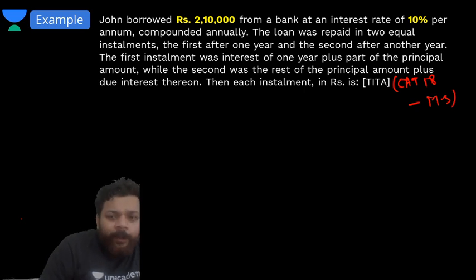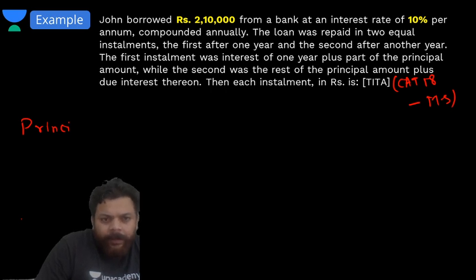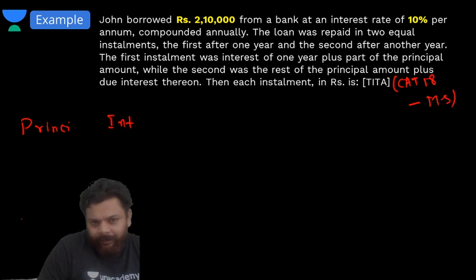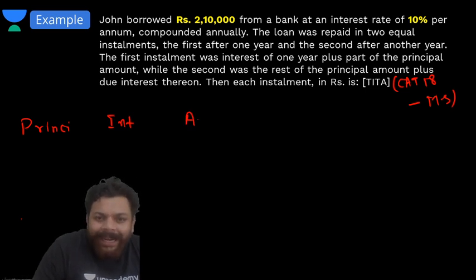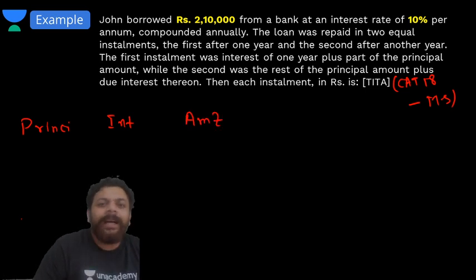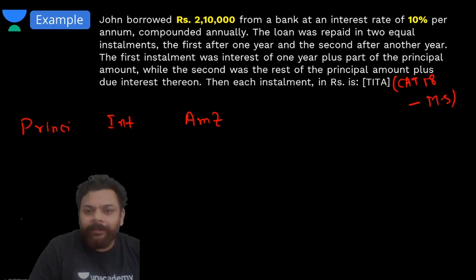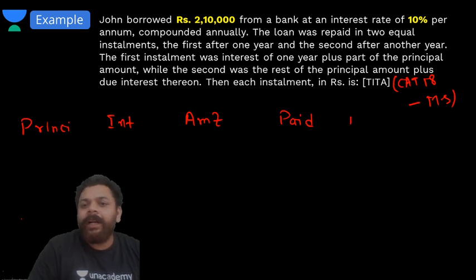Okay, so the first approach to solve this type of question is I'll make a table of principal value, then interest on that. Then after adding interest on principal, I'll calculate the amount, then what is the amount that I am paying and what is the balance amount.